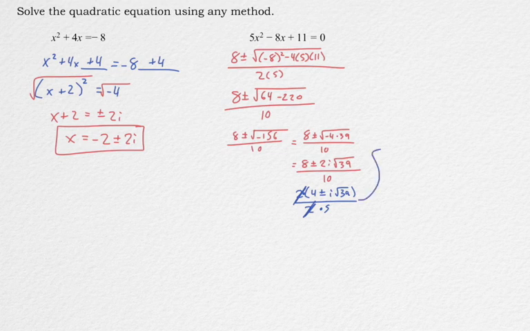But I'm going to write it out nicer. So I'm going to write 4 over 5 plus or minus the square root of 39 over 5, and then i next to it. And now it's in standard form.